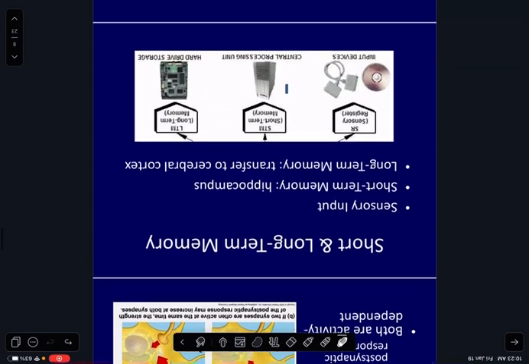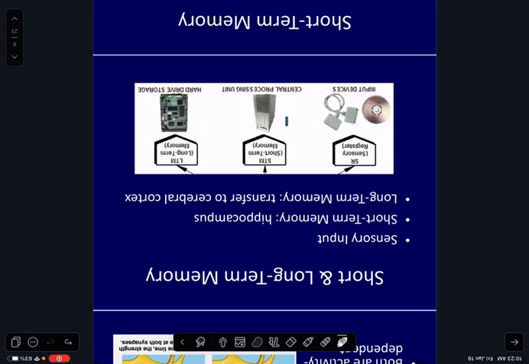So, as part of memory, you have two components of your memory. You have short and long-term memory. You also have sensory input. So sensory input brings information in, whether it's through your eyes, you're reading something, your ears, you're hearing something, your hands, you're taking notes. That's sensory input that's going into your short-term memory.